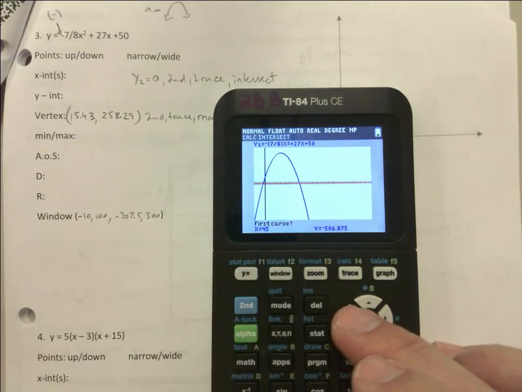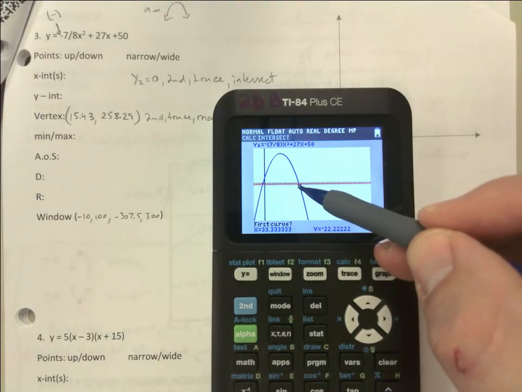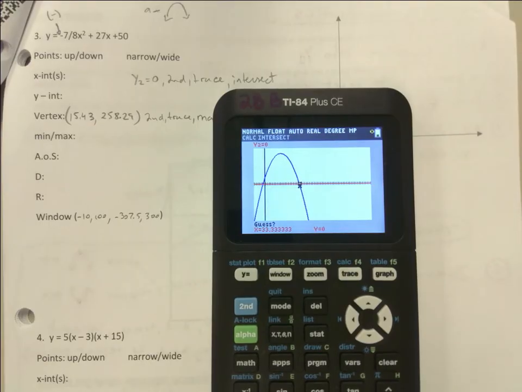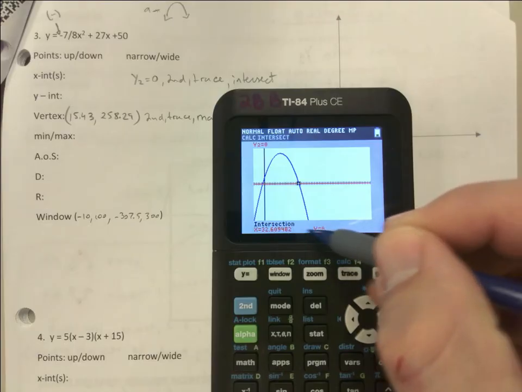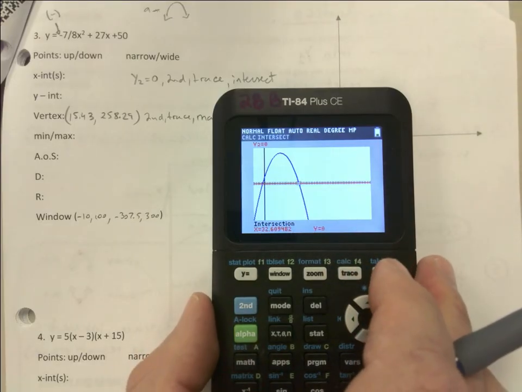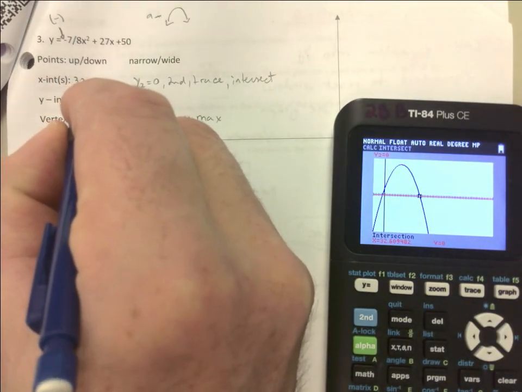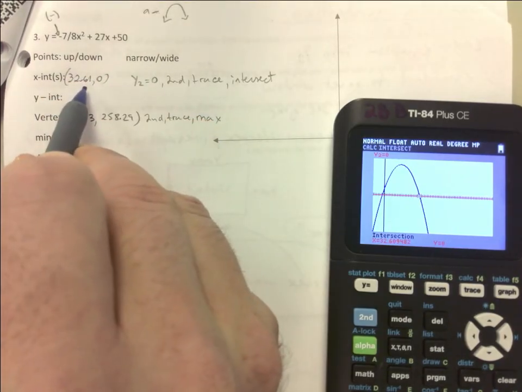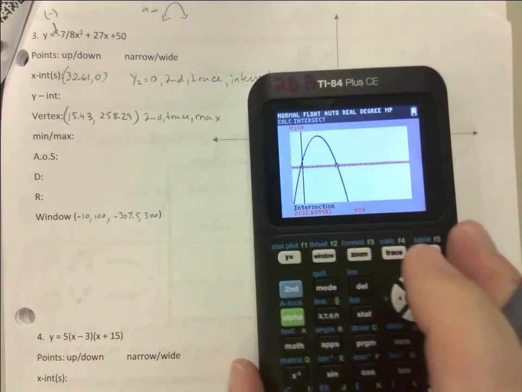Go closer to either one of them. My cursor is missing right now. So there you go. I'm closer to that intersection right there. You hit enter 3 times at this point. Enter, enter, enter. And it's 32.610. Okay? I'm going to be in trouble here, but I'll make it work. That's my first one, right? 32.610 is my first x-intercept.